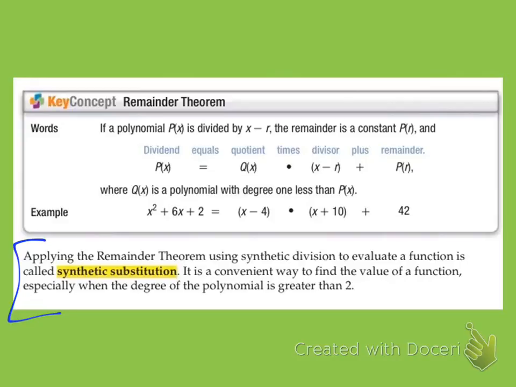Alright. Like I said, this is called synthetic substitution. Alright? Basically what it does is it takes a number, you synthetic divide it throughout a polynomial, and then you look at the remainder. That remainder result is going to be just the same as if you had taken that number and plugged it into the polynomial and evaluated it.